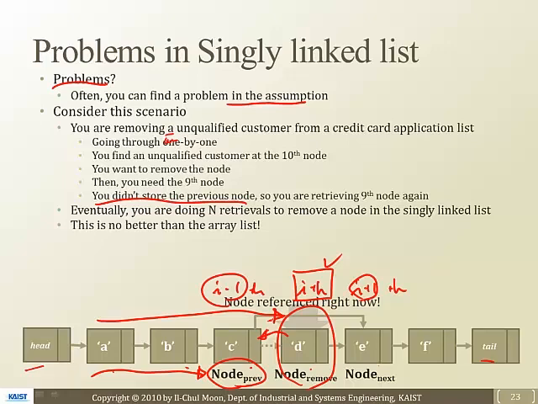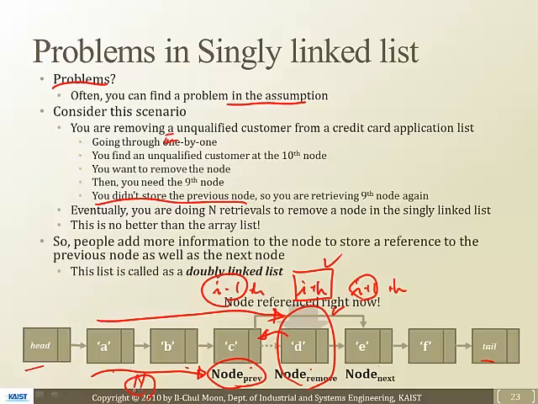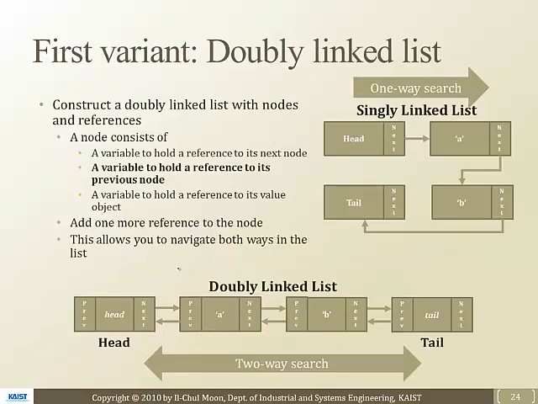So it's really not such a good idea, because then you have this node, and then you have to come through the search again, and in the worst case it will take n times, right? So it's not a good idea. So people add more information to the node to store a reference to the previous node as well as the next node. It's called a doubly linked list, okay? So how is it structured? So the first variant is the doubly linked list, right?